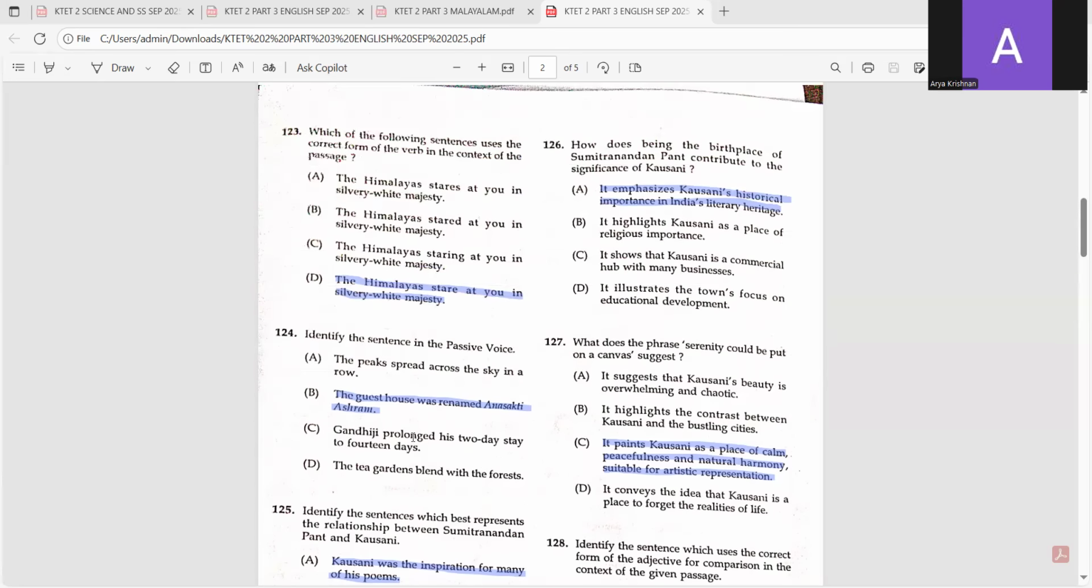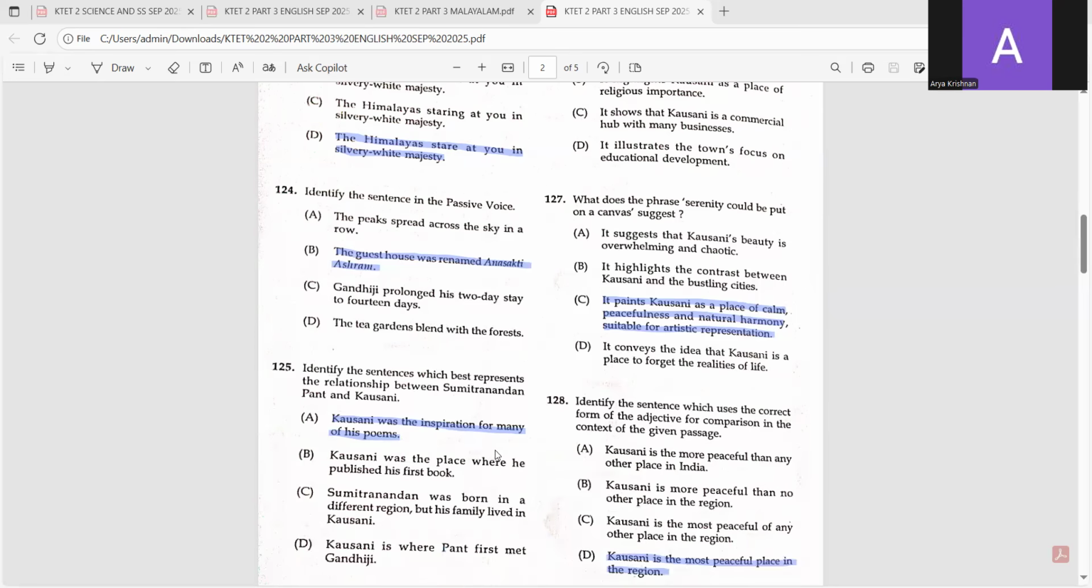Question number 126. How does being the birthplace of Sumitranandan Pant contribute to the significance of Kausani? It emphasizes Kausani's historical importance in India's literary heritage. It highlights Kausani as a place of religious importance. It shows that Kausani is a commercial hub with many businesses. It illustrates the town's focus on educational development. Answer is option A. It emphasizes Kausani's historical importance in India's literary heritage.